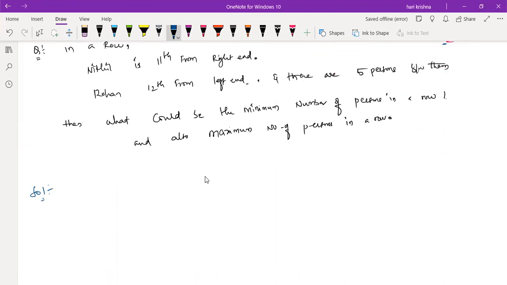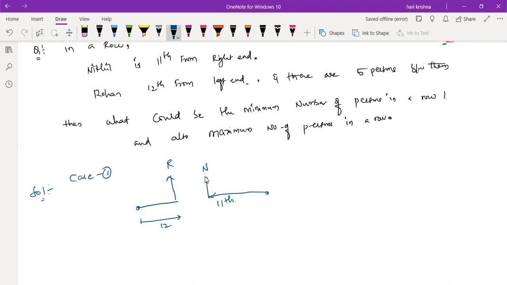See, what is given? Nikhil is 11th from the right hand. So this is the right hand. Nikhil is here. That is the 11th. And Rohan is 12th from the left hand. This is Nikhil, and Rohan is 12th from the left hand. This is case 1.